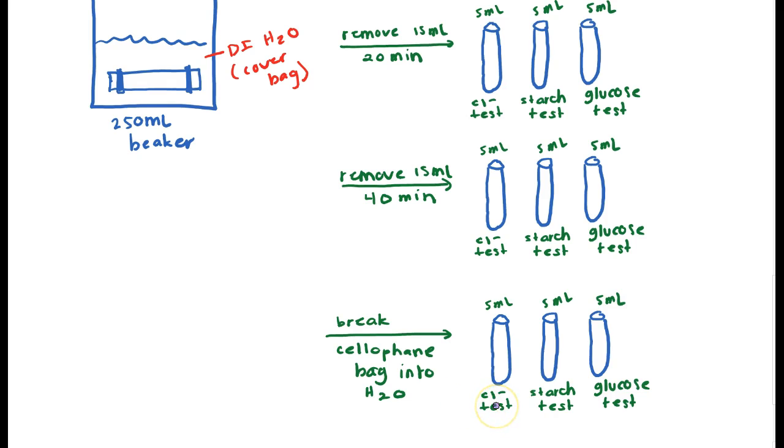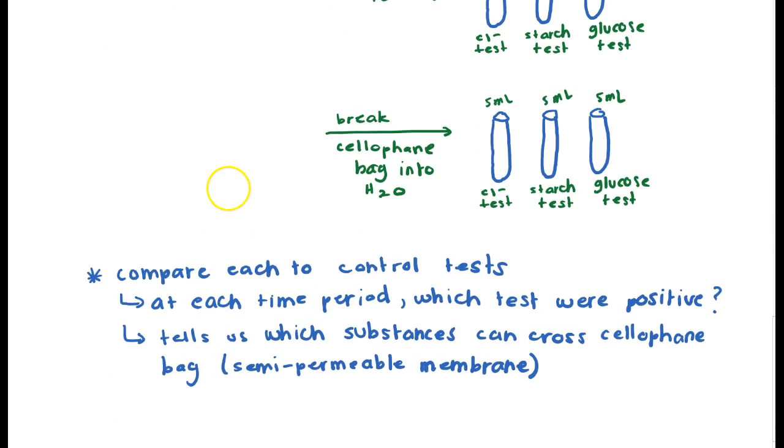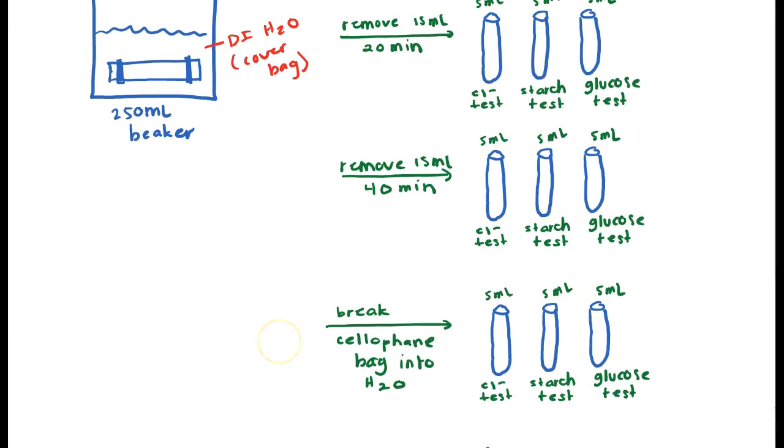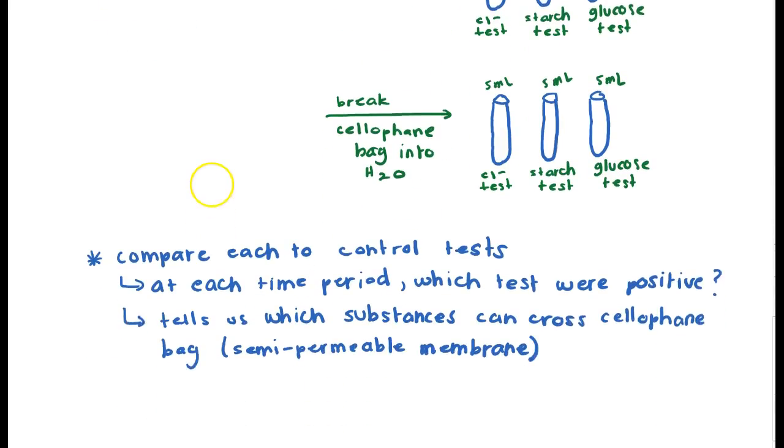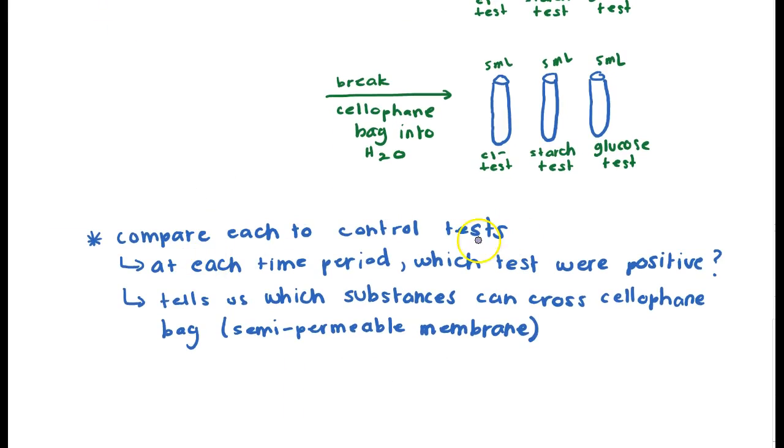So once we've done all of that, we want to compare each set of times that we remove some of the solution. Okay, so after each time slot, we want to compare all of these to the control test. Right? Again, if we get a positive test, meaning that what I see looks very similar to what I saw for the control test as a positive, that means that that particular ion or that particular compound is allowed to cross the cellophane or our cell membrane. So we want to make sure we compare to that.